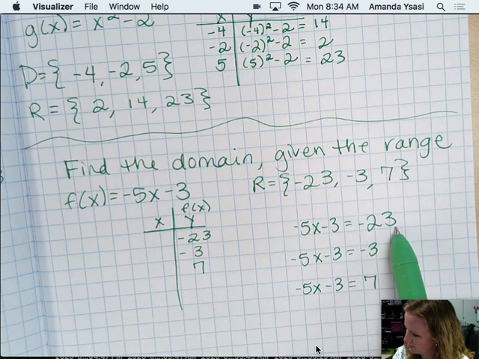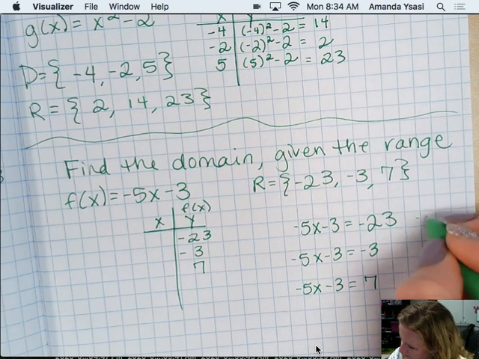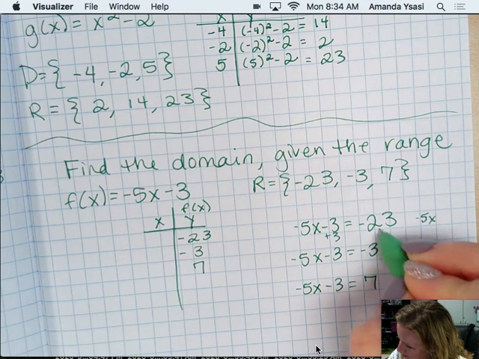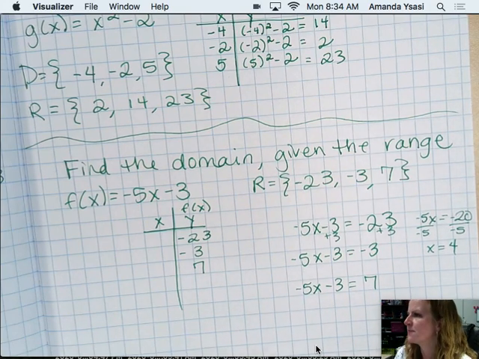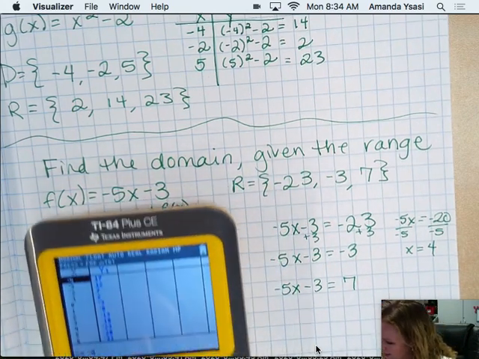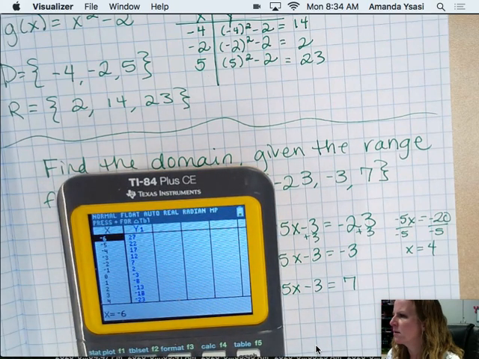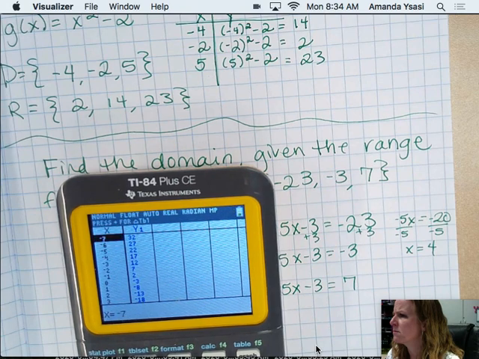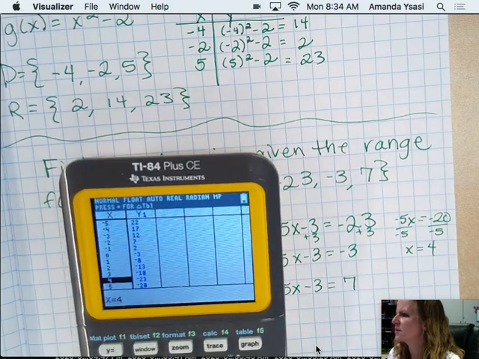So +3, divide by -5. Because if you do +3 to both sides, you get -20. Divide by -5. X equals +4. And we could check that in here, by going to your table and finding out where y is -23. It's 4. There it is, +4.